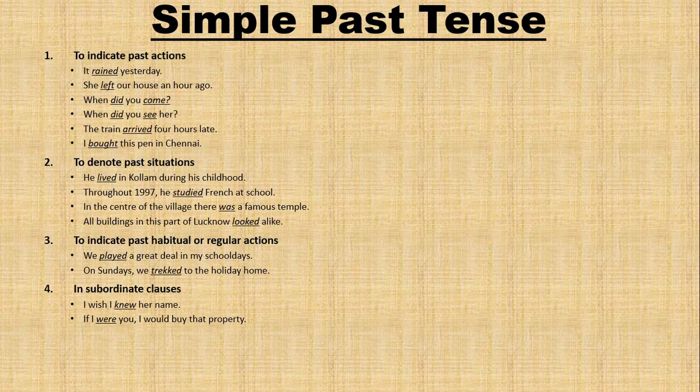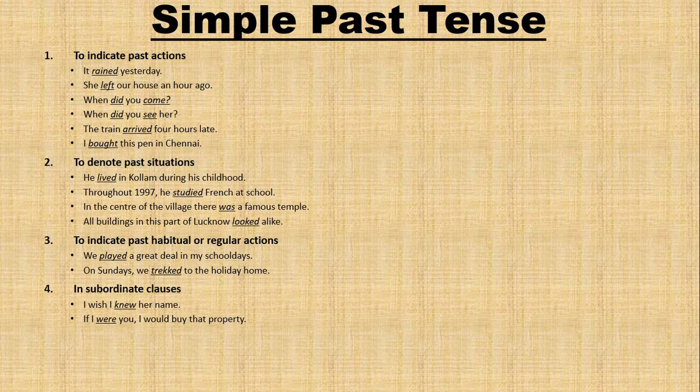If I were you, I would buy that property. That means were becomes the simple past tense because that property has not been bought by this person. So, I were you. It becomes an imaginary thing. It becomes a desirable thing. It's not happening. That is why it's the past tense.